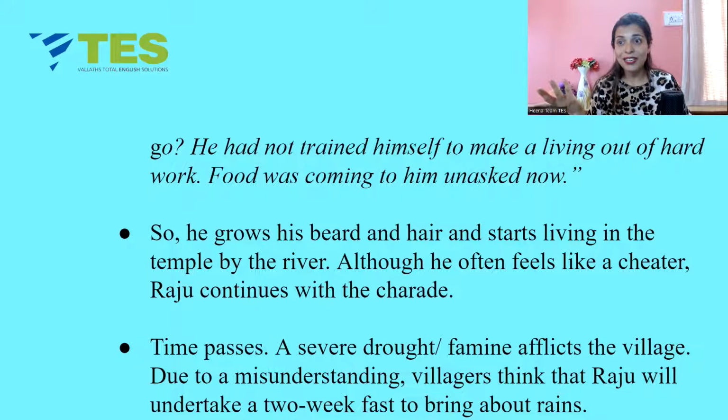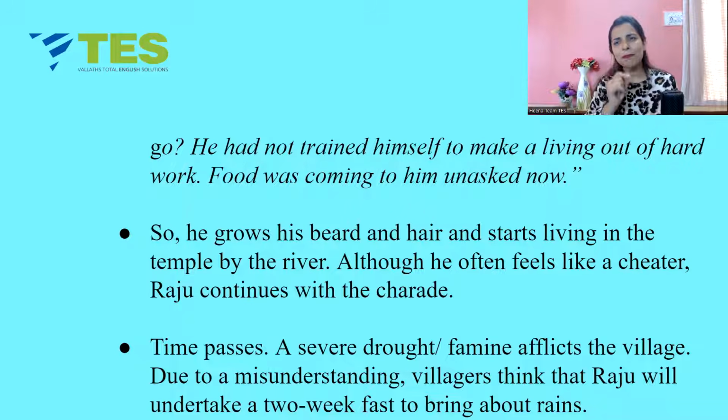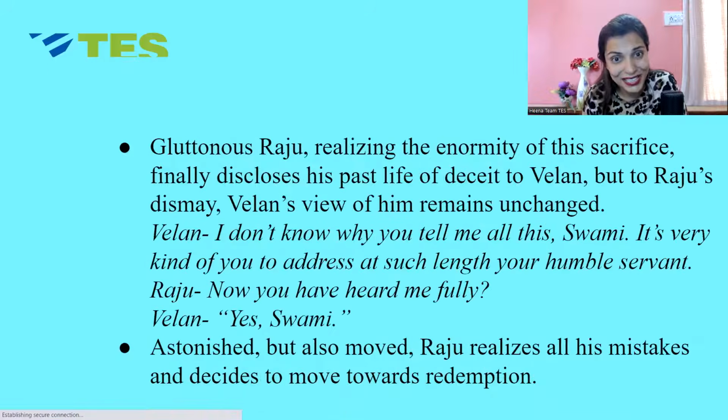What? A natural disaster, a drought, or a famine afflicts the village. And due to a misunderstanding, villagers think that Raju will undertake a 2-week fast to bring about rains. But the reality is, there is a fight happening in the village, and Raju is really fed up with this fight. So he says to a person, if these people keep on fighting, I will stop eating. And this person misinterprets, thinking that, oh, Swamiji will keep a fast for the rain to come, to pray to the gods. Now Raju is trapped.